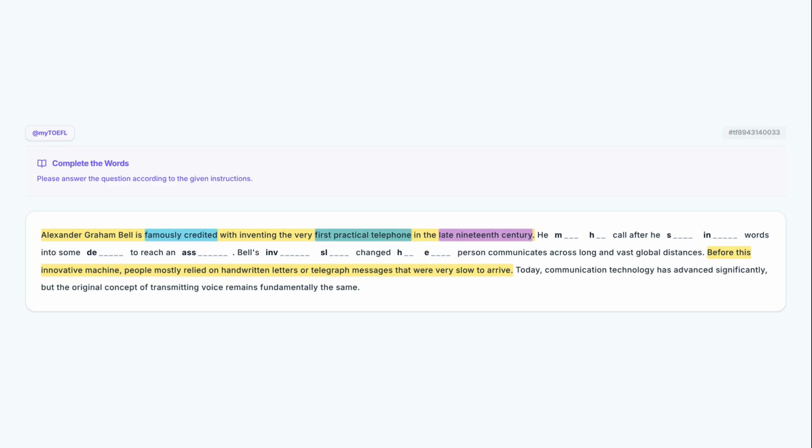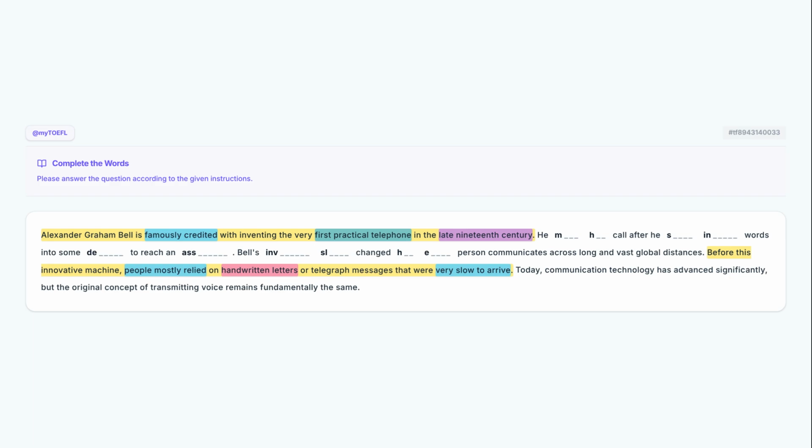The text highlights the limitations of the past by mentioning how people mostly relied on methods like handwritten letters. It describes these earlier forms of communication as being very slow to arrive, which emphasizes the revolutionary nature of the new technology. Finally, let's look at the concluding sentence of this paragraph.